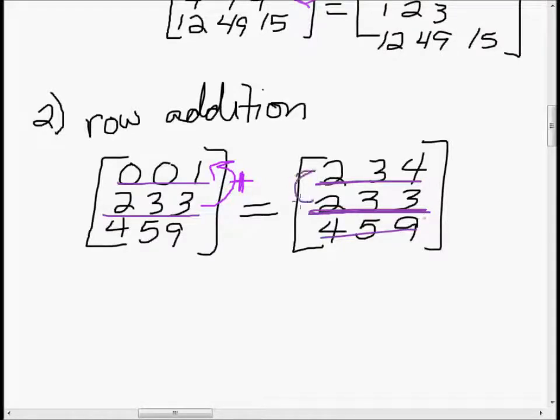But these are the two. This is the one that changed, so we added. So that's what happened there. And then the final one is row multiplication.